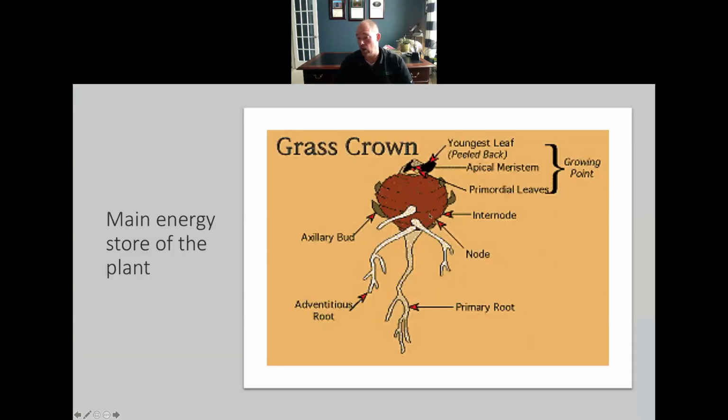It almost looks like a bulb, right? Like a radish or a turnip or something like that. And it's kind of the same concept, except that this is right at that soil-air interface, so all of the meristematic growth occurs here. It also is a main energy store for the plant. And it's really this structure, the crown, that has made turfgrass so adaptable.